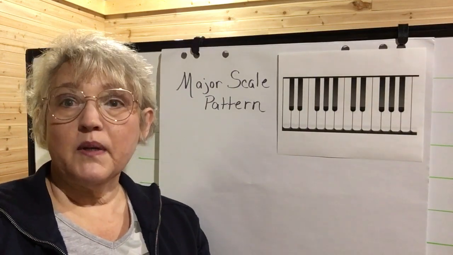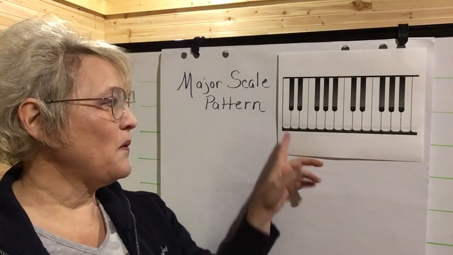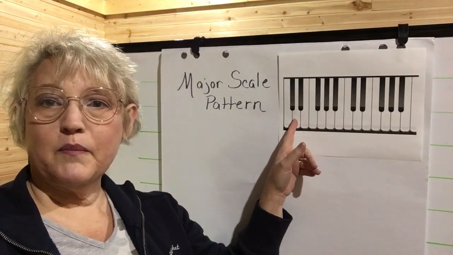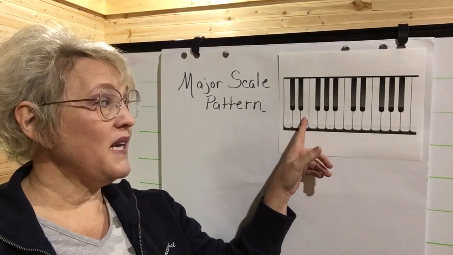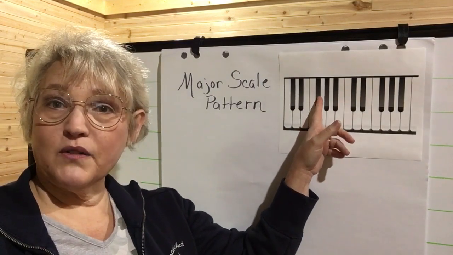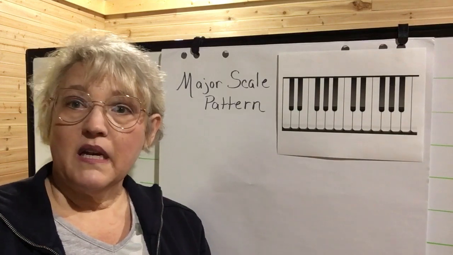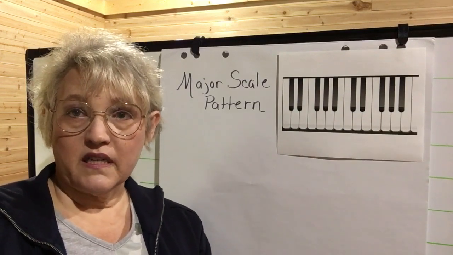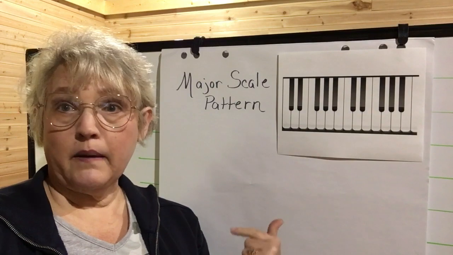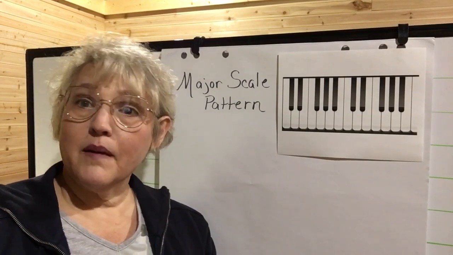If you skip a note, then that's a whole step. So from C to D would be a whole step. From E to F sharp would be a whole step because we skipped the F. So half steps is when you go from one note to the next closest note. They can go up or down. And a whole step is when you skip a note.